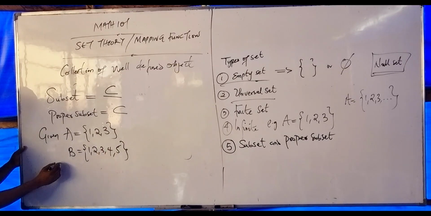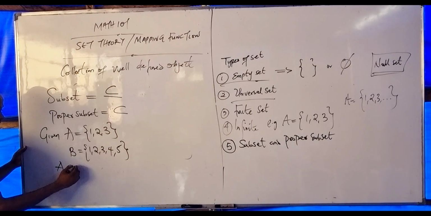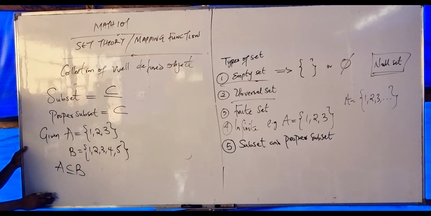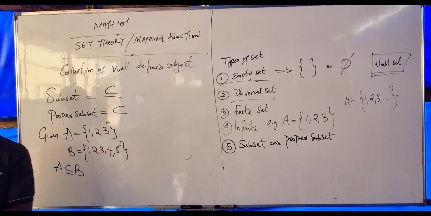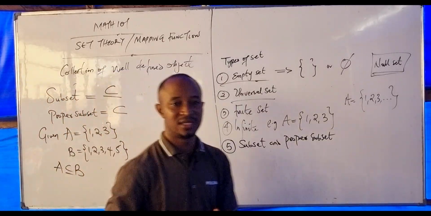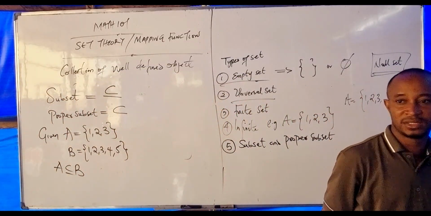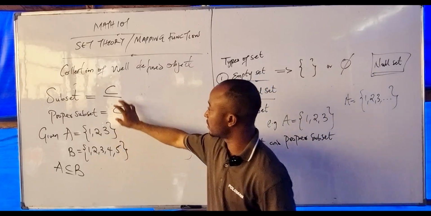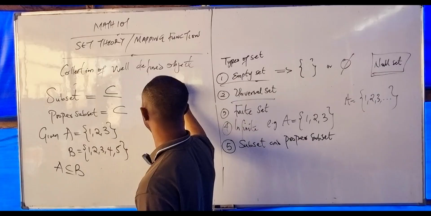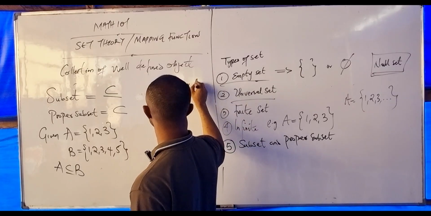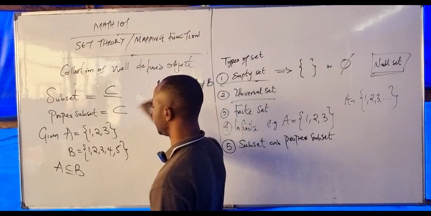So here we are saying that A is a subset of B. So when you say subset, subset simply means when a particular set is part of another set. But there are two conditions under subset. The condition is that your A is either equal to B, or A is not equal to B.